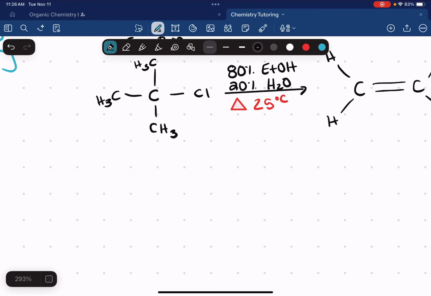Okay, so let's get into a reaction mechanism. And this one, yeah, okay.